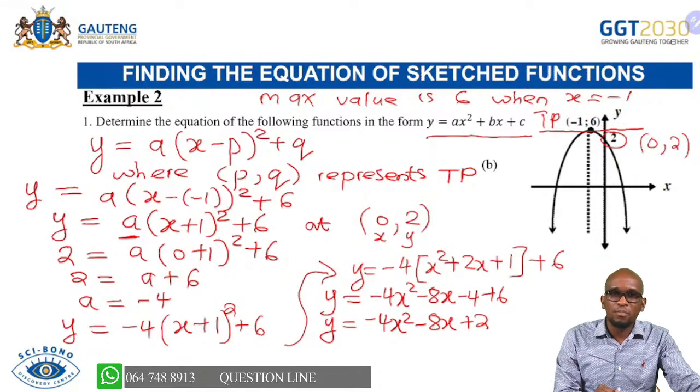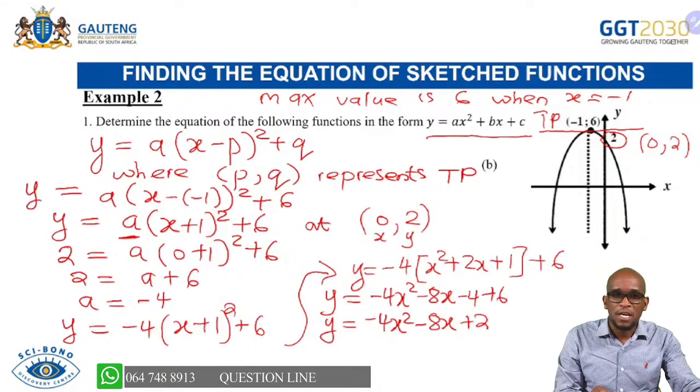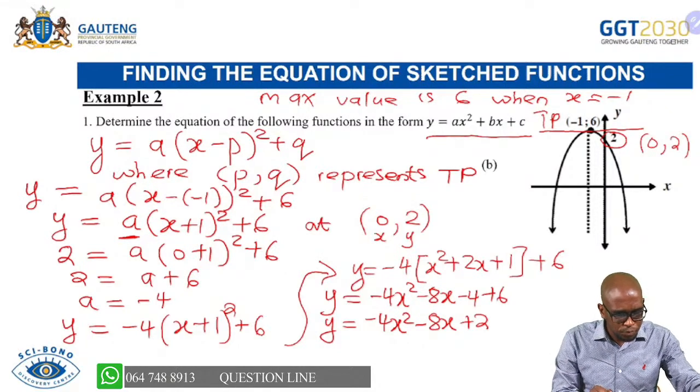In the second form, we are given the turning point and a point. If we are given the turning point and a point, then we need to look at the equation of that particular form. Such an equation is given by y equals a(x minus p) squared plus q, where p and q represent the x and y values of the turning point respectively.